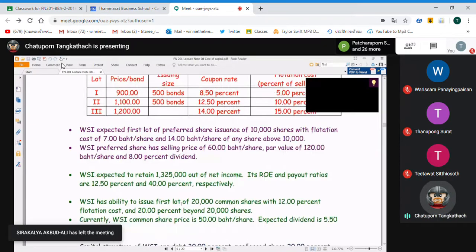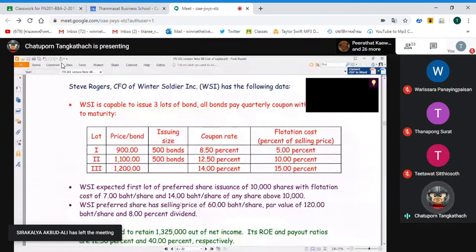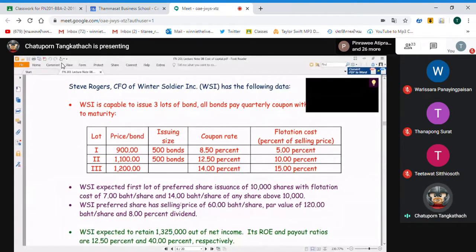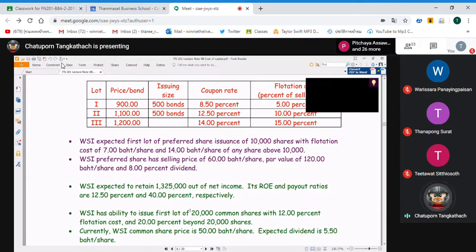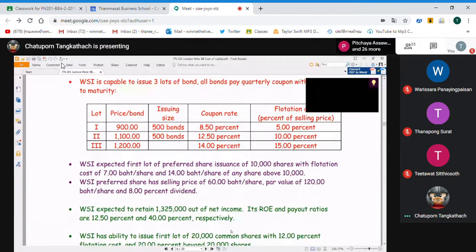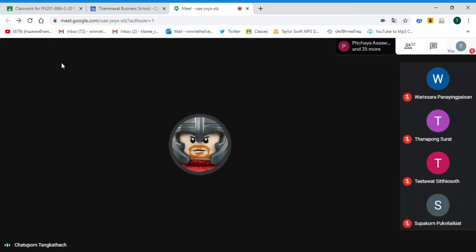So now, from this data, let me insist that please calculate per one share or per one bond, okay? Please disregard the data that talk about 500 bonds or 10,000 shares or 20,000 shares, okay? You are not going to use those data meanwhile, okay? So let me switch to this one.